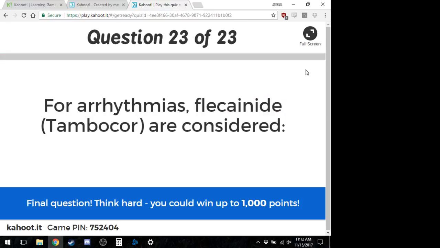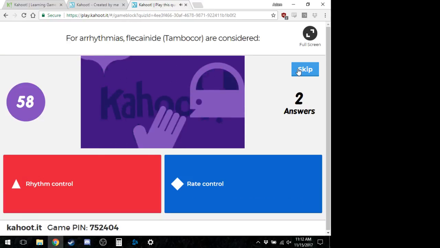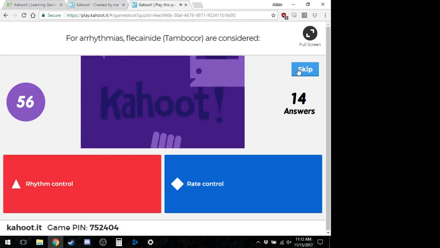And then last question for arrhythmias, flecainide or Tambocor is considered what type of antiarrhythmic, what class? 1C. Yep, 1C.